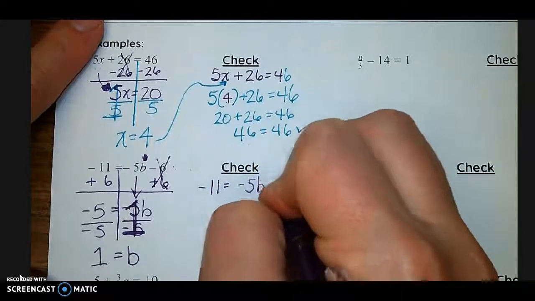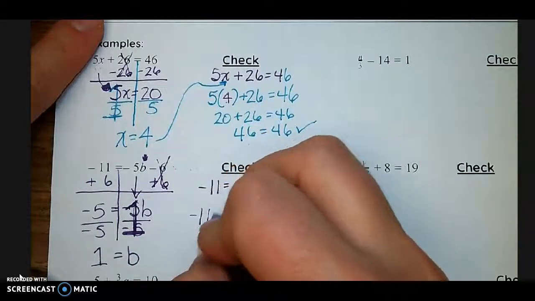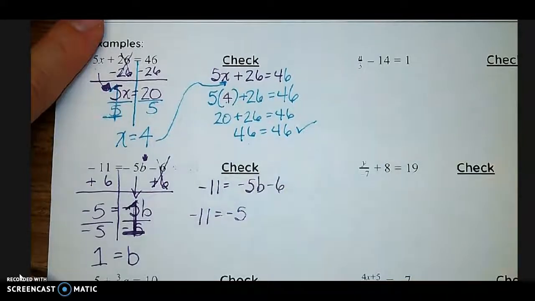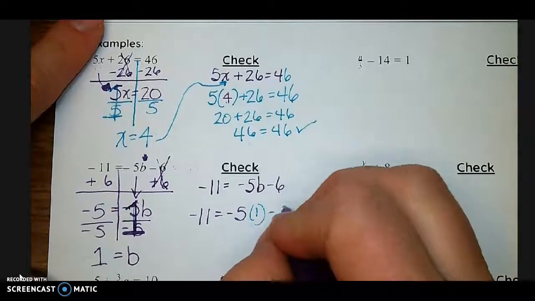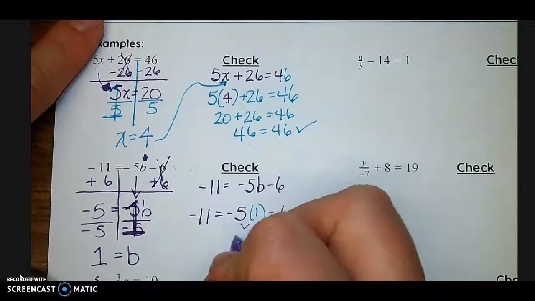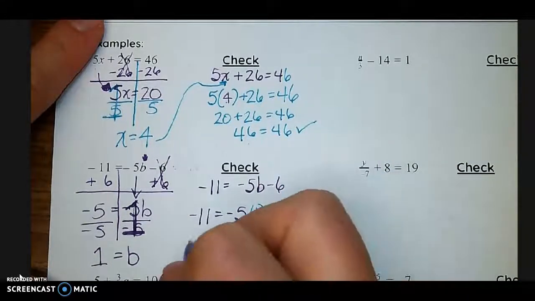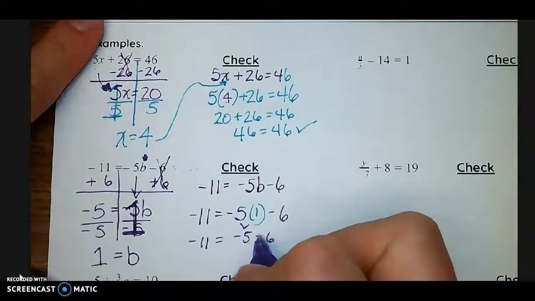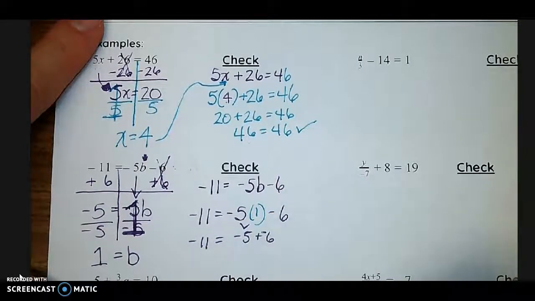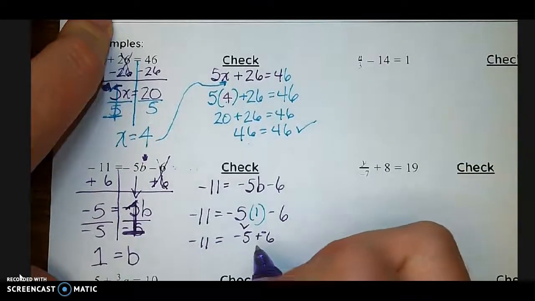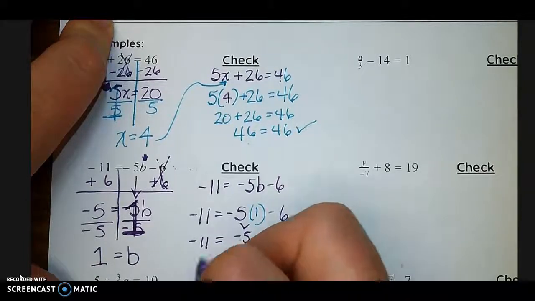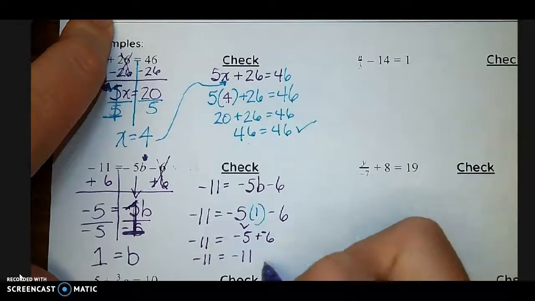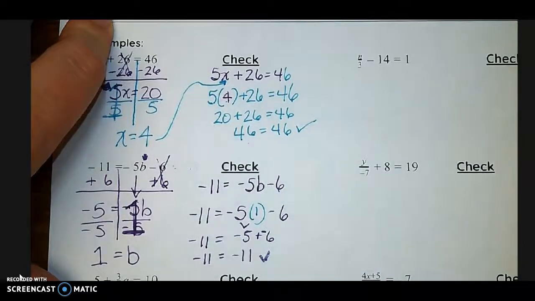When I go and I plug this back in, and you can think of that as adding a negative if you want, but I'm sure that you can look at that and just say, oh, if it's negative and I'm subtracting, I'm going to continue to go down on the number line. Negative 11 equals negative 11, so indeed I did find the right answer.